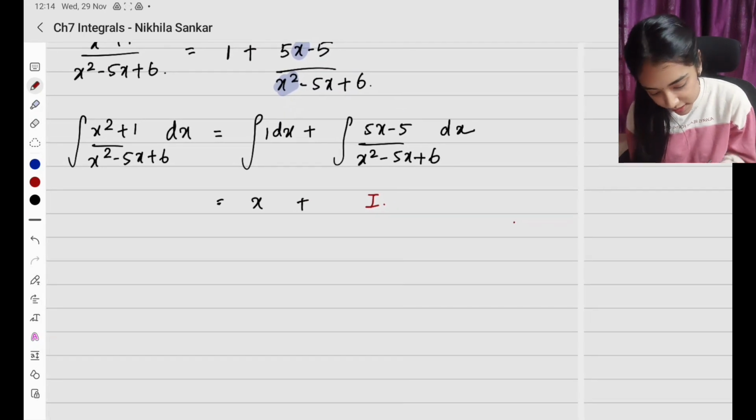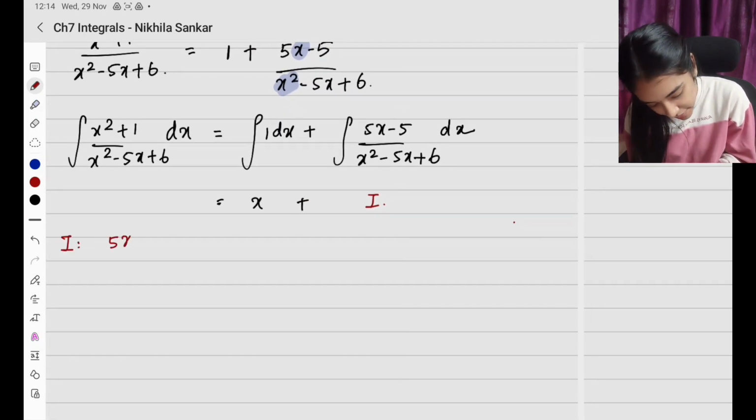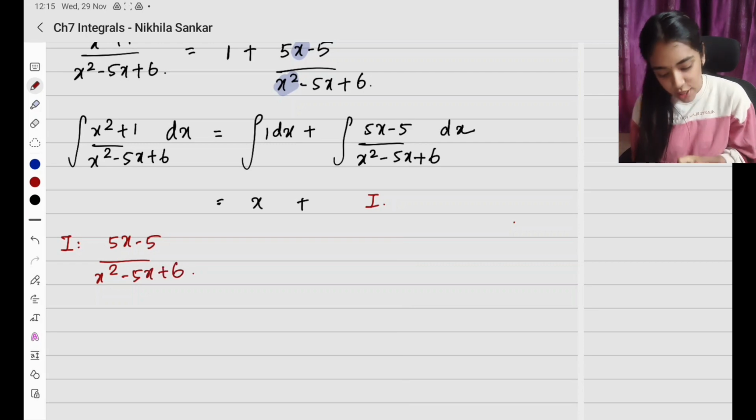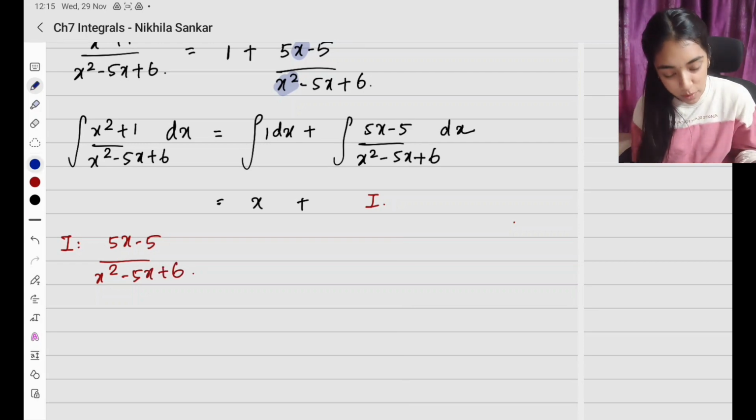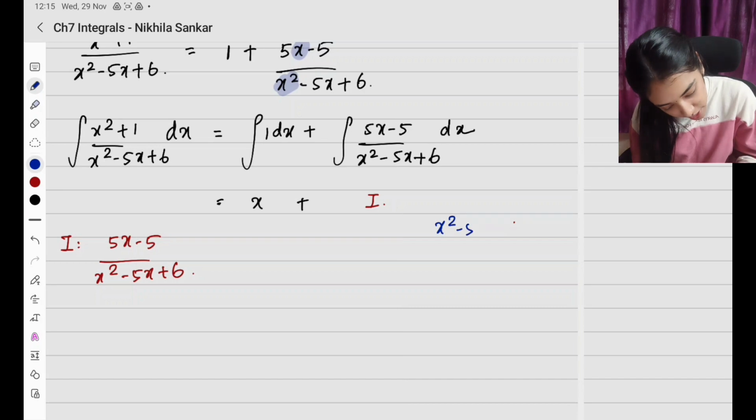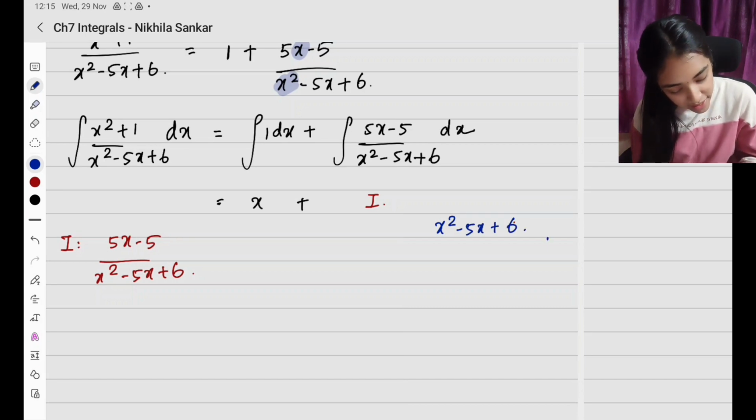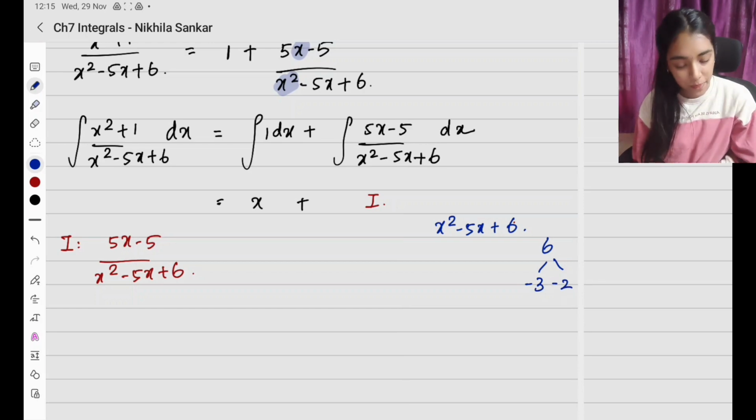So when I start solving integral I, I have 5x minus 5 divided by x square minus 5x plus 6. So first denominator la irukradha split pananum illaya. So I'm going to split using the middle term. So x square minus 5x plus 6. I need the product to be 6 and sum to be minus 5. So I have minus 3 times minus 2. So இதை எப்படி split பண்ணலாம்?